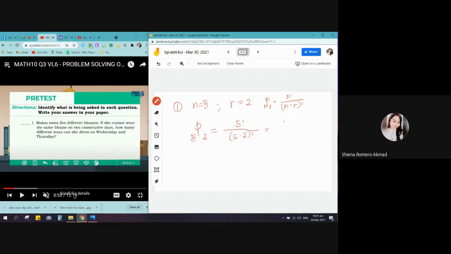And it will give us 5 factorial divided by 3 factorial. So, pwede natin gawin dyan 5 times 4 times 3 factorial divided by 3 factorial. Pwede natin yung i-cancel. And we'll have 5 times 4, which is 20. So, the answer here is 20. Okay, dahil pipili lang siya ng dalawa. Yun yung answer.